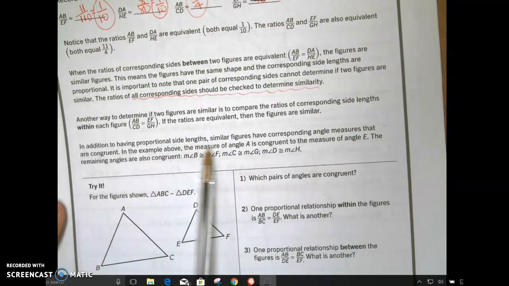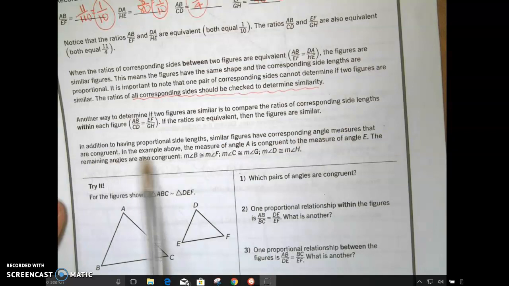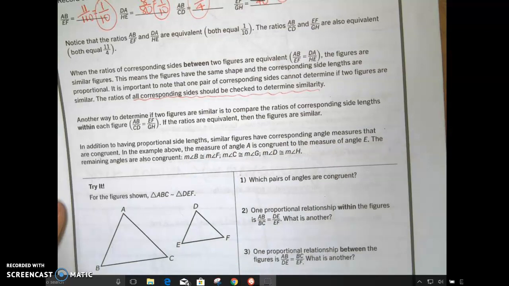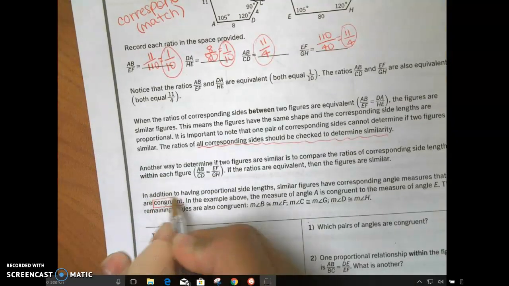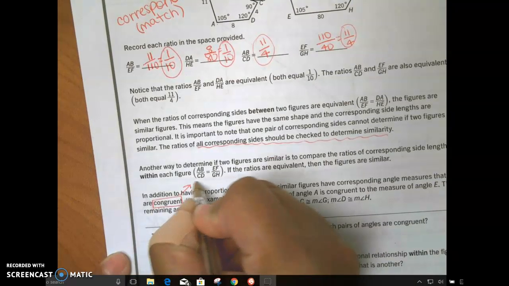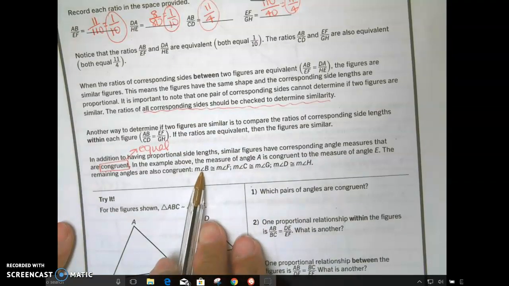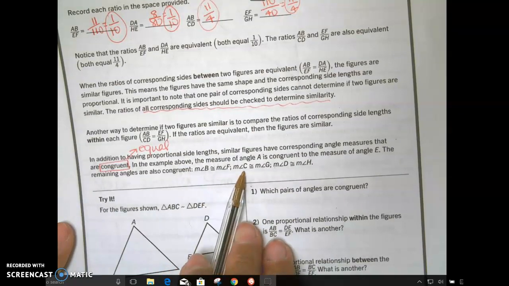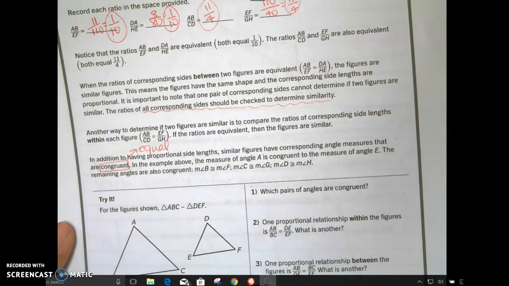In addition to having proportional side lengths, similar figures have corresponding angle measures that are congruent. In the example above, the measure of angle A is congruent to the measure of angle E. They have to be congruent. Congruent means what? Twins. So they are exactly equal. Measure of angle B is congruent to the measure of angle F. Measure of angle C is congruent to the measure of angle G. Measure of angle D is congruent to the measure of angle H.